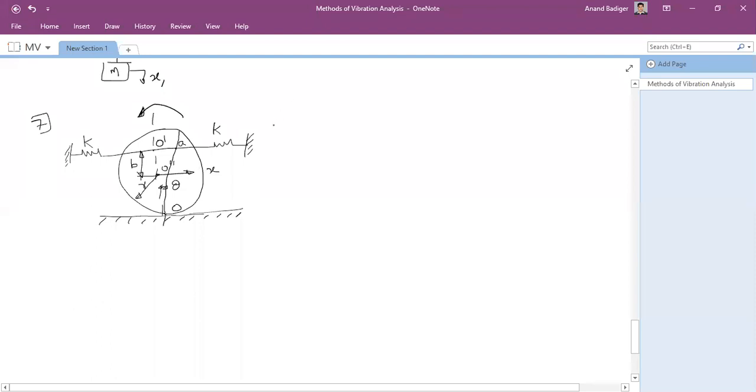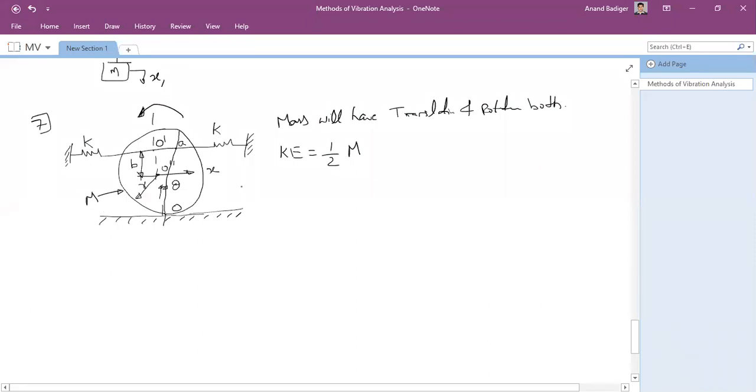So I'll just write here, the mass will have translation and rotation both. Henceforth, when you are writing the kinetic energy, KE, of the mass, you are going to write it as half. First, I'm writing it for translation, so half m. This mass I'm going to name as capital M.